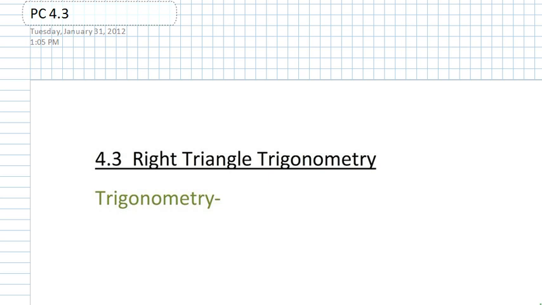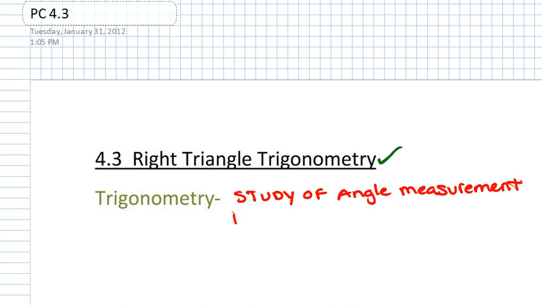Today's video is about section 4.3. We're going to skip ahead and talk about right triangle trigonometry. Now, trigonometry, as we talked about in geometry, is the study of angle measurement in triangles. And more specifically, comparing the angles to the sides and ratios.